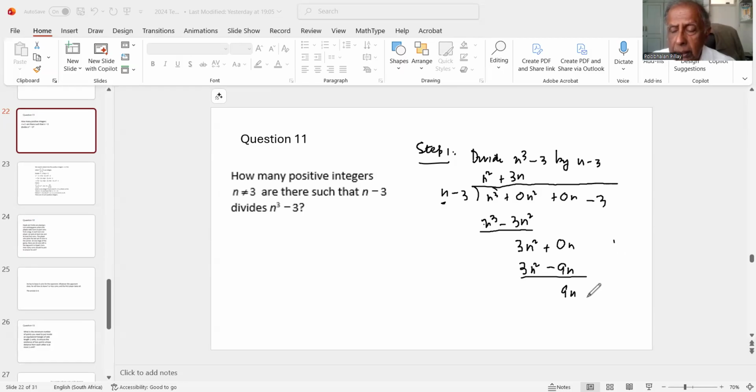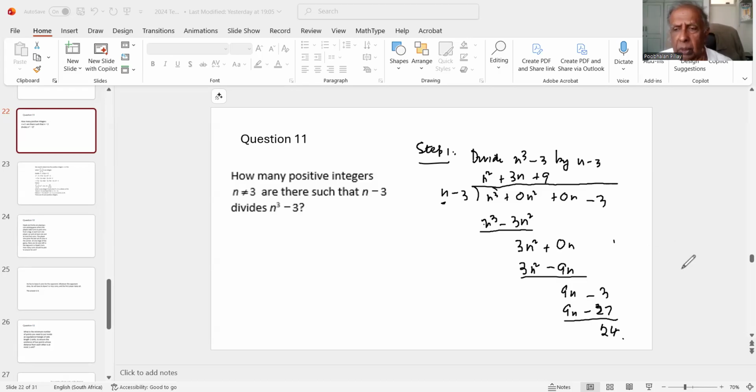You bring this next one down, and once again, n goes into this 9 times, plus 9. Now you multiply 9 times this: 9n minus 9 times 3, which is 27. Subtract, that goes off. And minus 3 plus 27 is 24. So that's the end of the line. You can't divide 24 by n anymore.